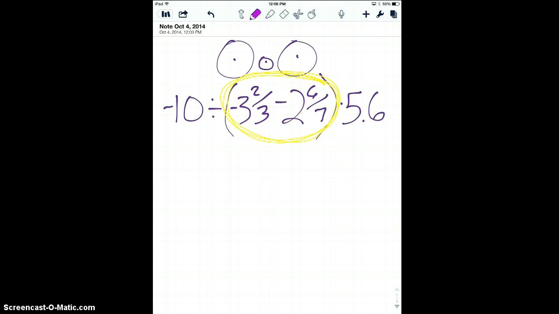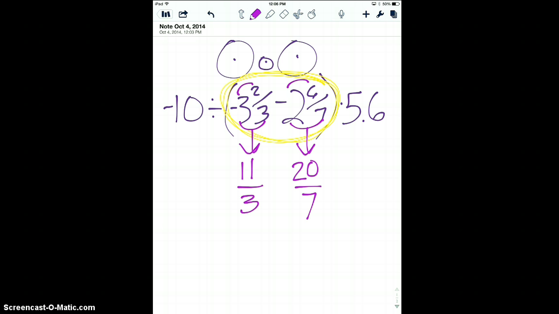And I'm going to have, for this one, a certain number of thirds. 3 times 3 is 9, plus 2 is 11 thirds. And then this one, I will have a certain number of sevenths, and I'll have 7 times 2, which is 14, plus 6, which would end up being 20. So there are my improper fractions.